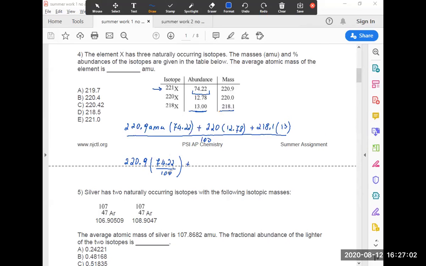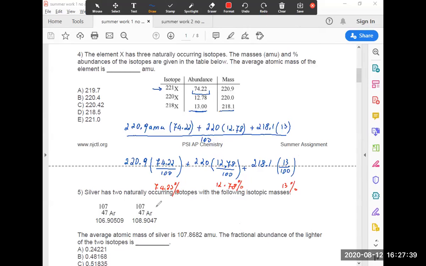So I'm considering the percentage of this, and 220 times the abundance, which is 12.78%. And I also have 218.1 times 13%. So I can write it this way, or instead I can write 74.22%, it's still the same thing, right? Or 12.78%, and this 13%.